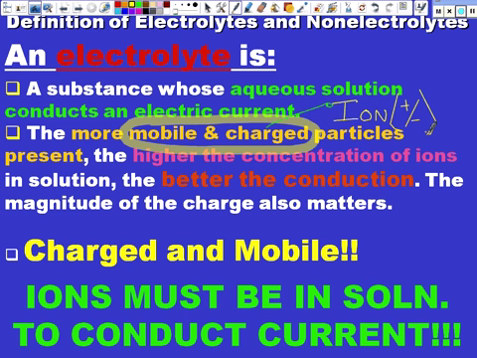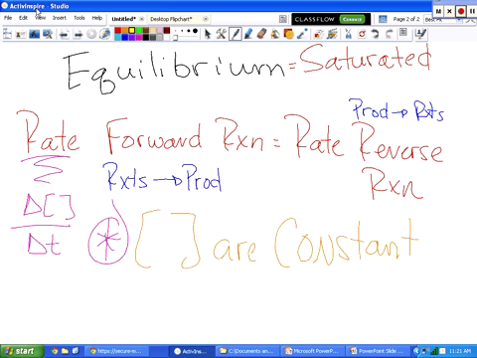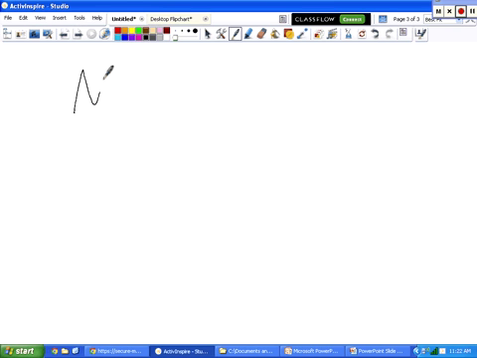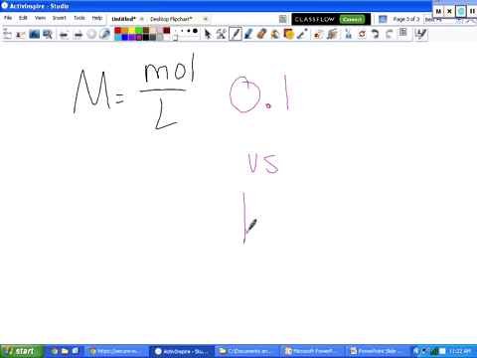So if we come over here and we talk about molarity, what is the formula for molarity? Mole over liter. So if I have a 0.1 versus a 1, how many moles are in how many liters? So I have 0.1 moles in 1 liter. Do you agree? So I have 1 mole in 1 liter. True or false? True. So, what are moles?